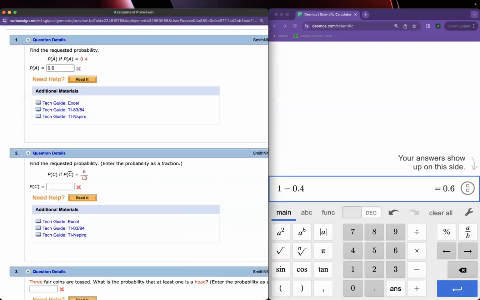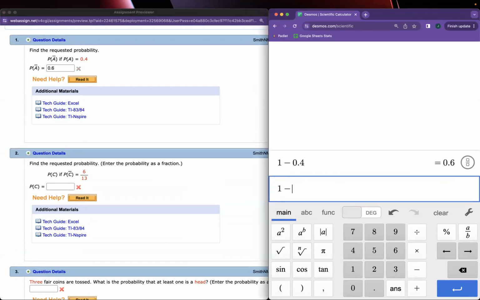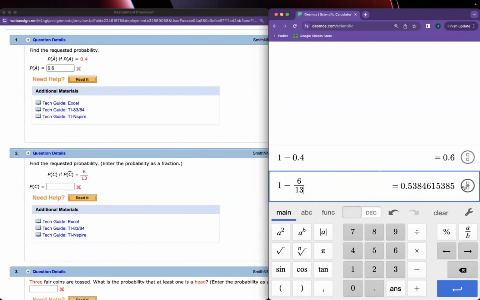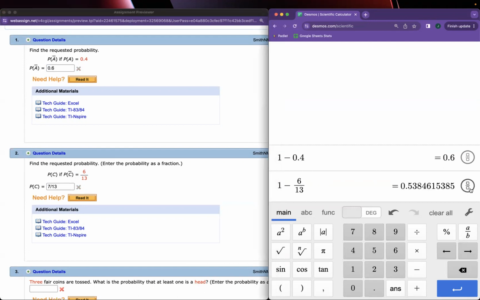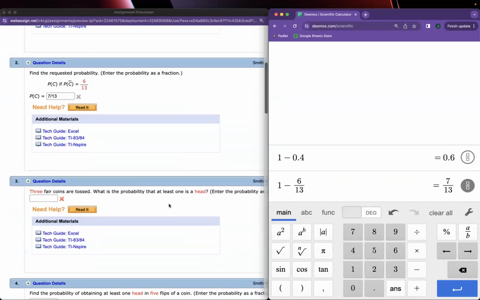P of C complement is 6/13. What's the probability of C? That's 1 minus 6/13. Let's change that to a fraction. That's 7/13. So you guys know that if you just hit this button in decimals, it goes back and forth. I forgot to tell you guys this, but it goes back and forth from decimal to fraction.